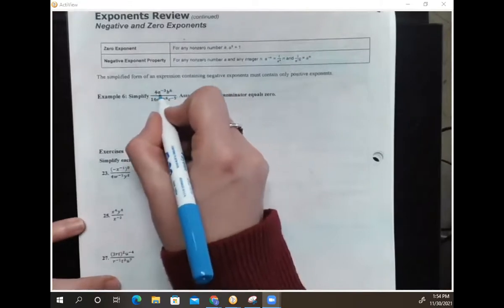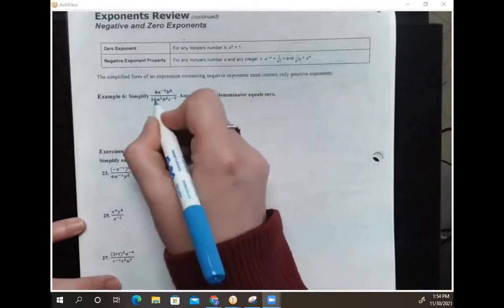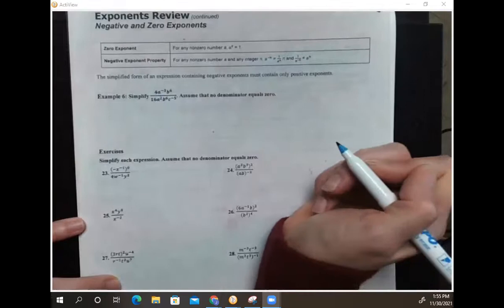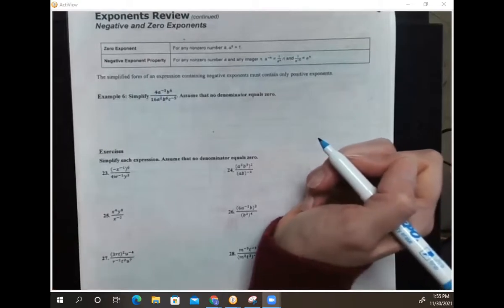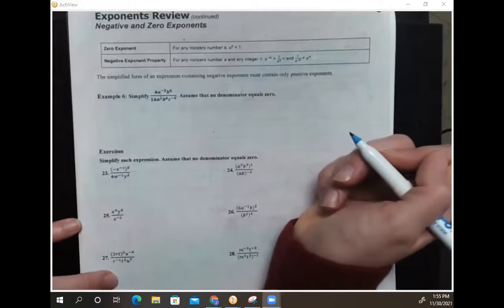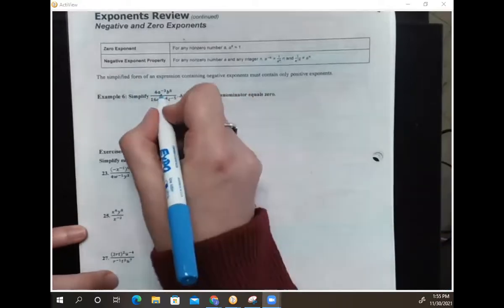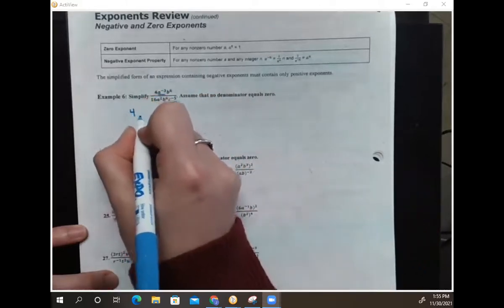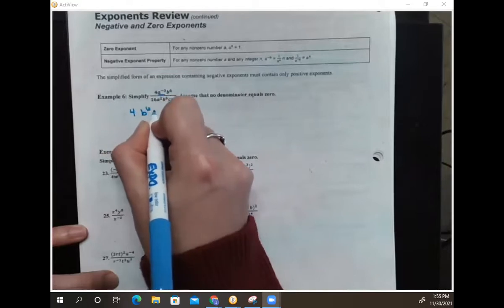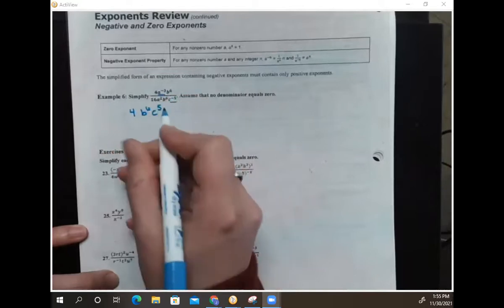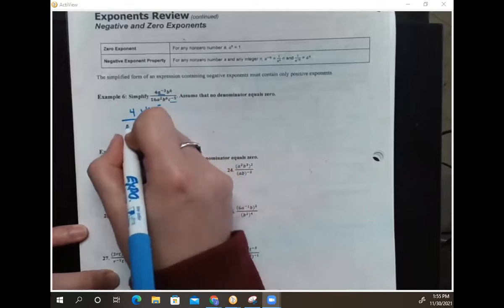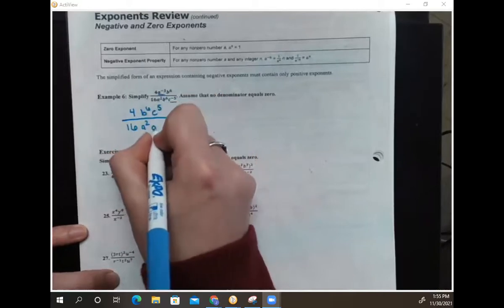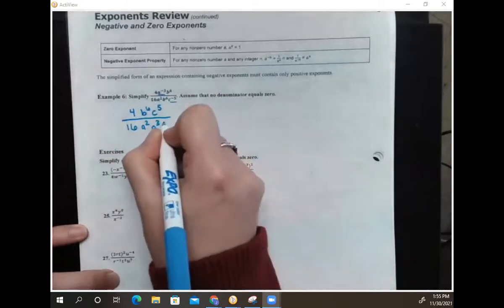I've got 4a to the negative third b to the 6th over 16 a squared b to the 6th c to the negative 5th. I want to start by moving any terms that are not in the correct places. So that means anything that has a negative exponent, I'm going to move to the other part of the fraction. So my a to the negative third and my c to the negative 5th. So that would give me 4b to the 6th, c to the 5th. When I move it, its exponent is no longer negative, over 16. I have a squared on the bottom already, and now I'm going to add a cubed to that, and then b to the 6th.